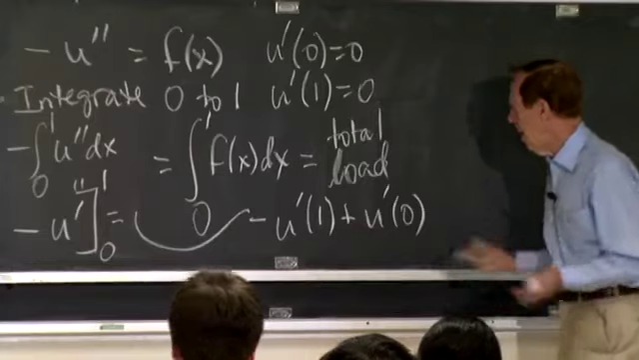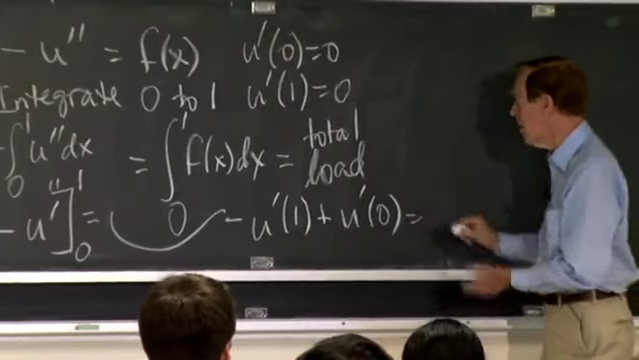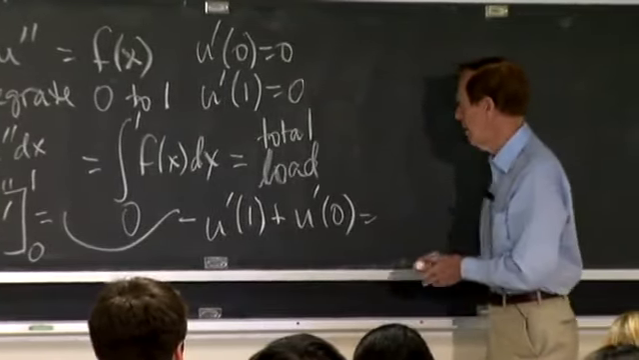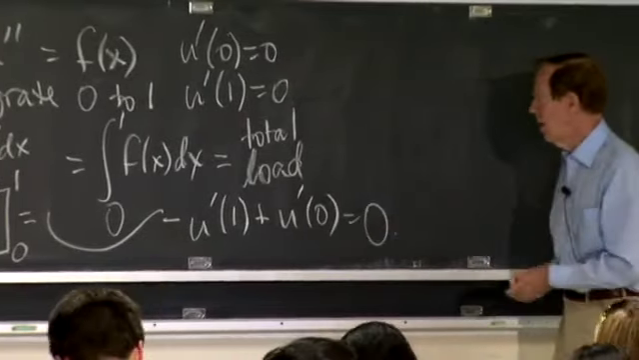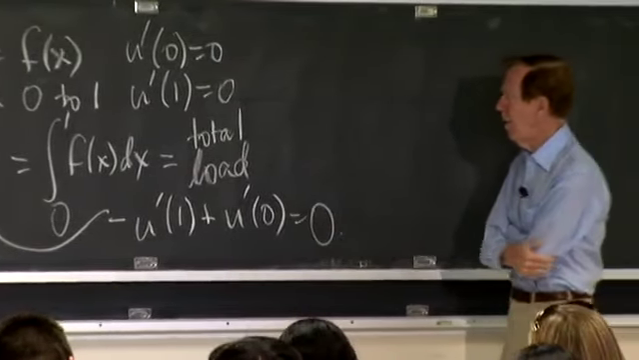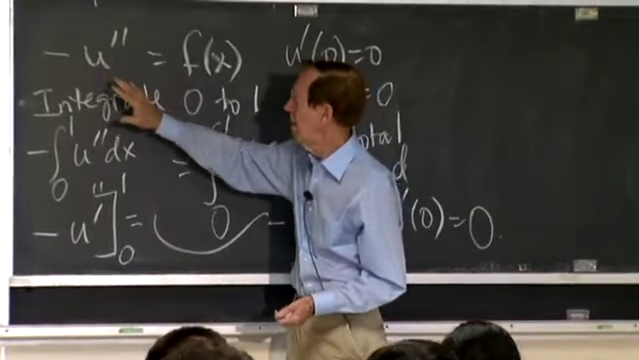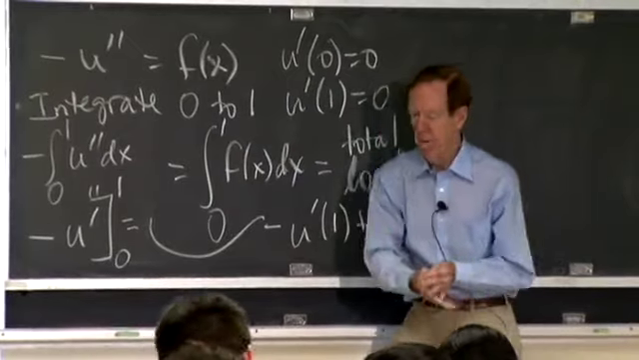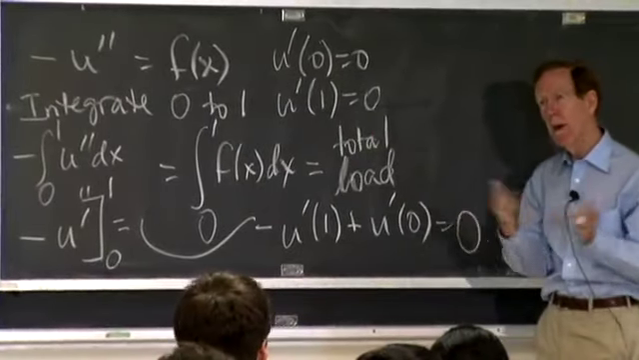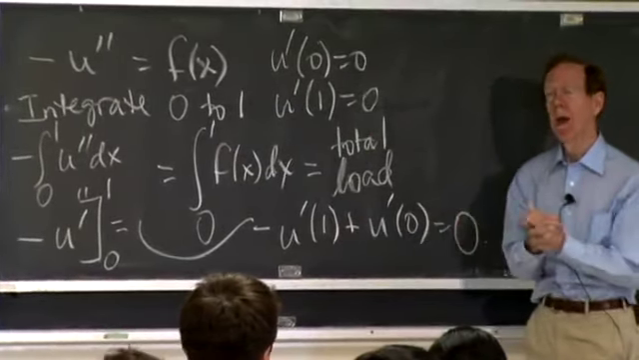Okay. And now what's that? That's 0. By my boundary conditions, that's 0. So what have I found? I've found that if these are the boundary conditions, then when I integrate the left side, it's going to give me 0. So what loads could be okay?